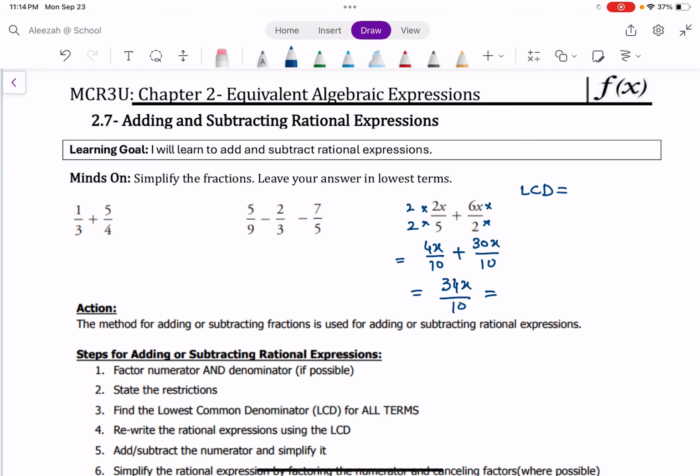Hello guys. Today the lesson is adding and subtracting rational expressions. So I'll start from a simple question: how to add fractions. Just look at this question.